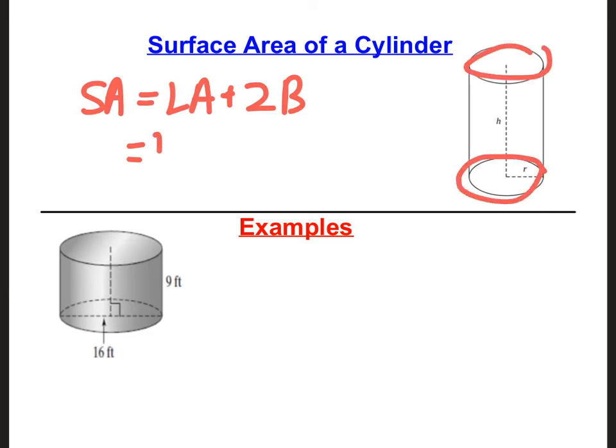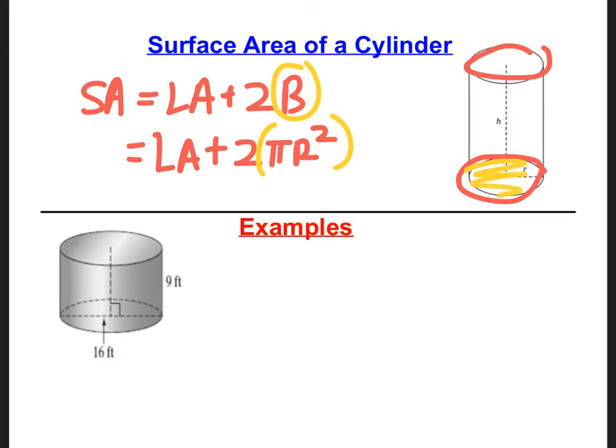So my formula is going to be lateral area plus 2 pi r squared. Again, this pi r squared is the area of my base. That's what B represents here. And we're multiplying it by 2 because we have a base on the bottom and we have a base on the top. Again, the good news for surface area is we already did half the work on the last slide. I'm going to leave my answer in terms of pi, and then we'll round them all together.